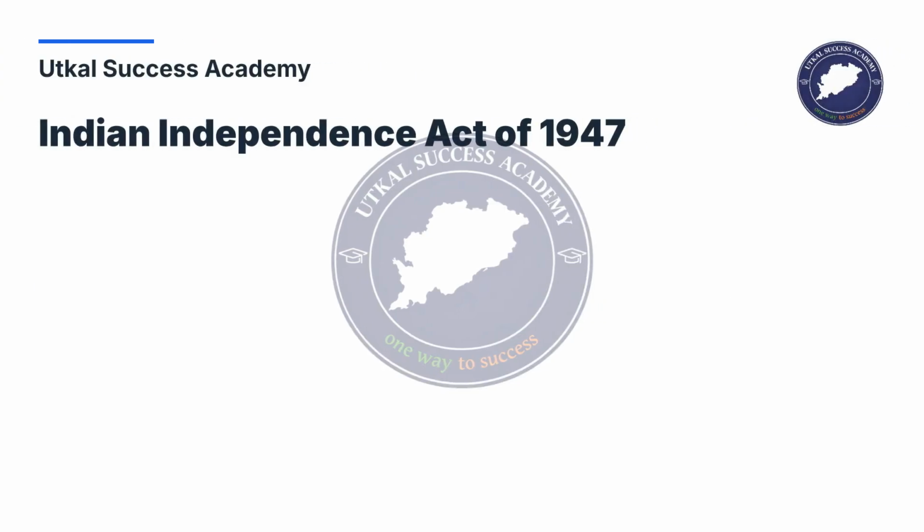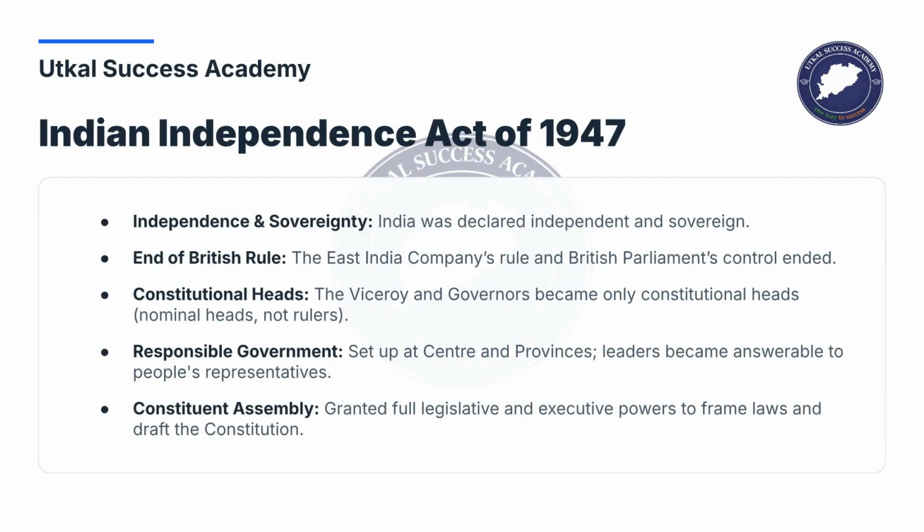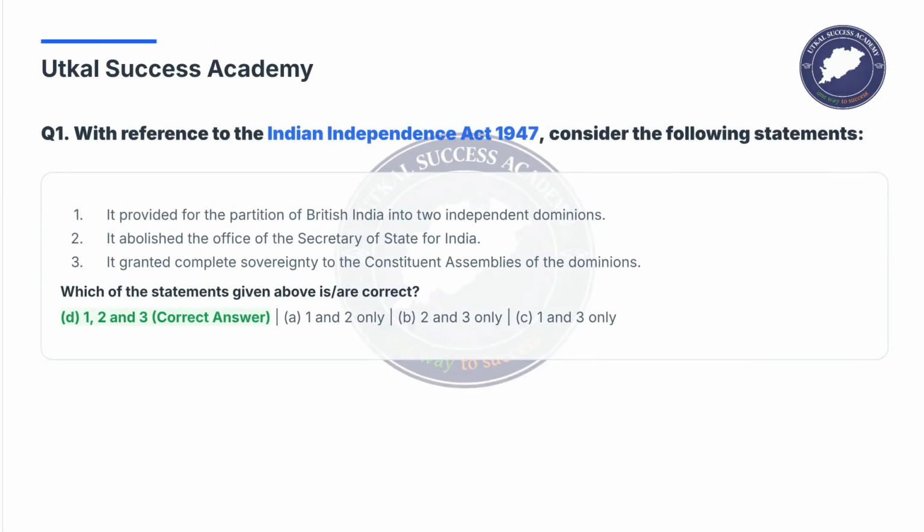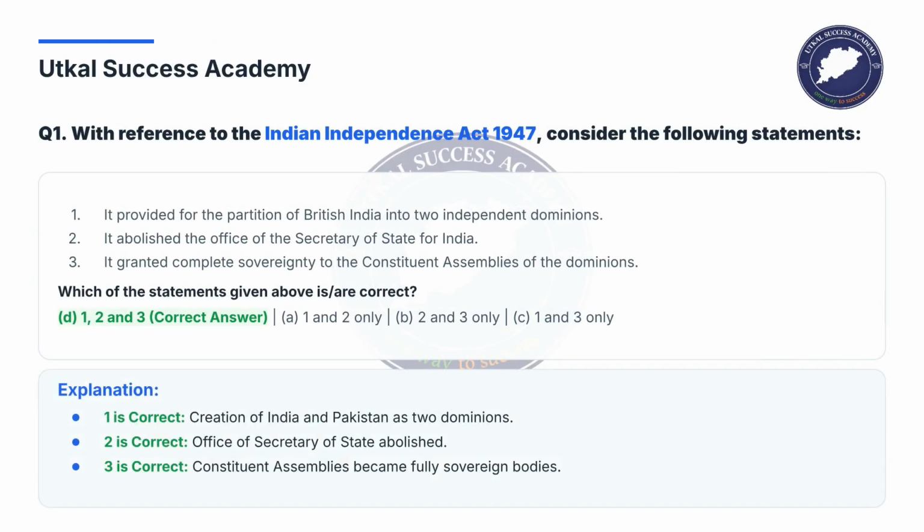Finally, the Indian Independence Act of 1947 declared India independent and sovereign. It ended British rule, made the viceroy and governors constitutional heads, established responsible government, and granted the Constituent Assembly full powers. Q1 focuses on the Indian Independence Act 1947. All three statements are correct. It partitioned British India into two dominions, abolished the office of the Secretary of State for India, and granted complete sovereignty to the constituent assemblies.